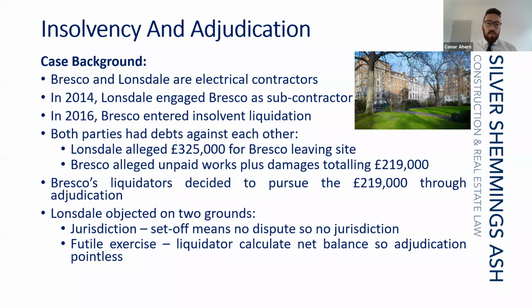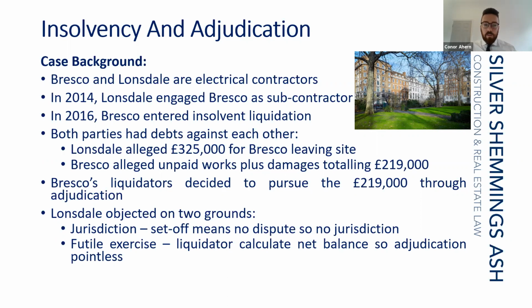Bresco and Lonsdale were both electrical contractors. In 2014, Lonsdale engaged Bresco as their subcontractor. In 2016, Bresco entered into insolvent liquidation, and both parties at that time had debts against each other. Lonsdale alleged that Bresco owed them $325,000 for leaving site. And Bresco alleged that Lonsdale had unpaid works plus damages, which totaled $219,000. So Bresco's liquidators decided to pursue the $219,000 through the adjudication process.